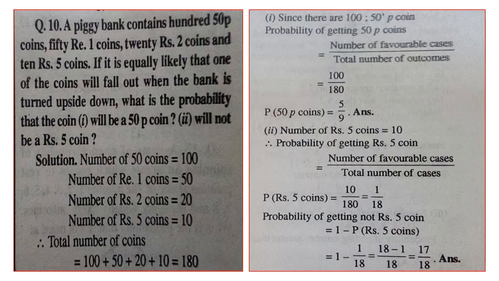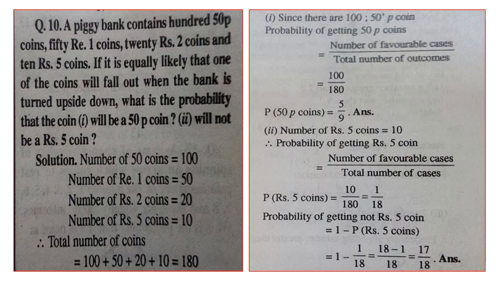Question number 2. Find the probability for not getting 5 rupee coins. So first we can find the probability for getting rupees 5 coin. Then we can subtract from 1. There are 10 5 rupees coins. So the probability of getting 5 rupee coins is equal to 10 by 180, that is equal to 1 by 18. So the probability of getting 5 rupees coin is equal to 1 by 18.